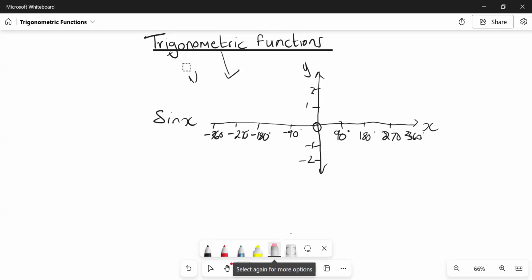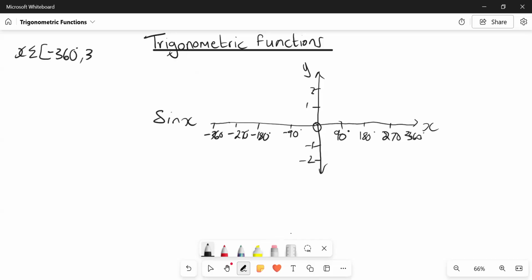Now we are saying draw the sine graph. It needs to start where? This is the restriction: x is an element of, it needs to start at -360 and then stops at 360. Right? We need to draw that graph. So how do we go about drawing this graph? You can just use your calculator.